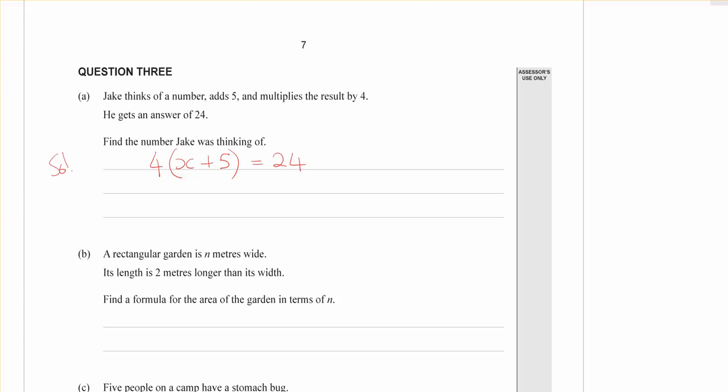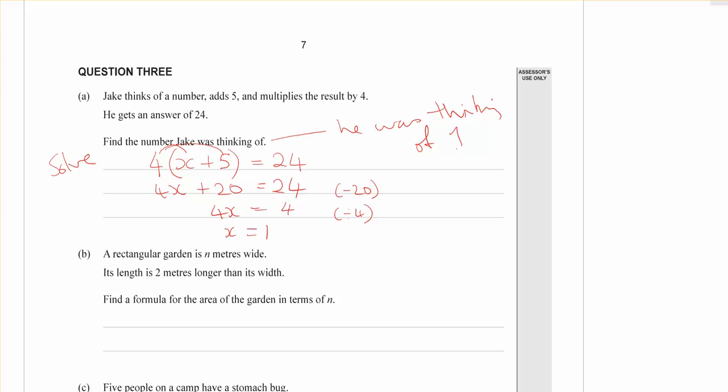So we need to show an equation that we're going to solve, just to show some algebra. And there's lots of different ways to do this. You could have actually divided by 4 originally too. If we just follow the standard way, subtracting 20 from both sides and dividing by 4, x equals 1. So he was thinking of 1, and you can check. 1 plus 5 is 6, 6 4s are 24.